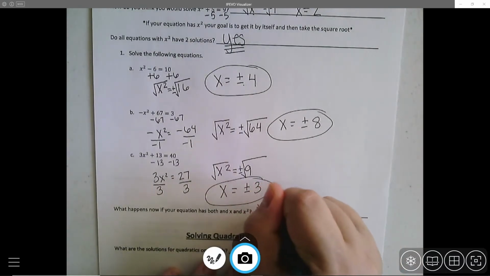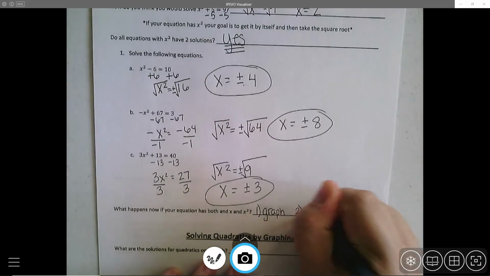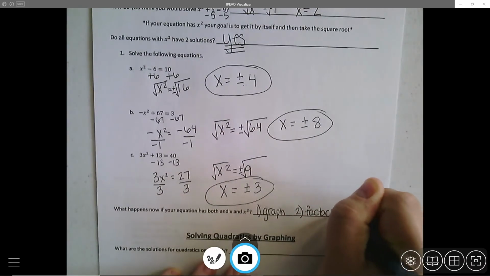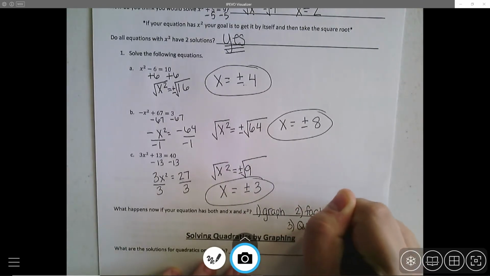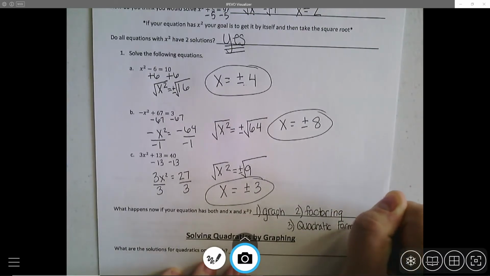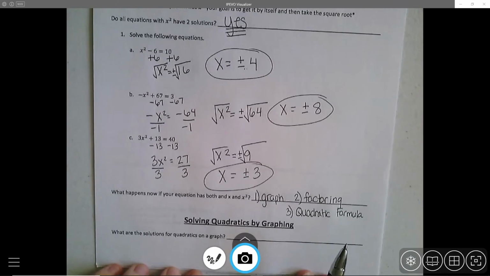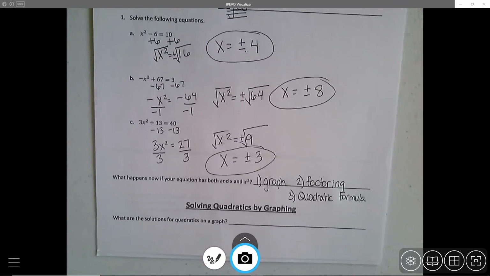We could look at a graph way to solve them. We could solve these with the factoring that we have been doing. And the third one is the quadratic formula. Okay, so we're going to talk about graphing and factoring today, and the quadratic formula next class. So let's start with the first option, which is graphing.